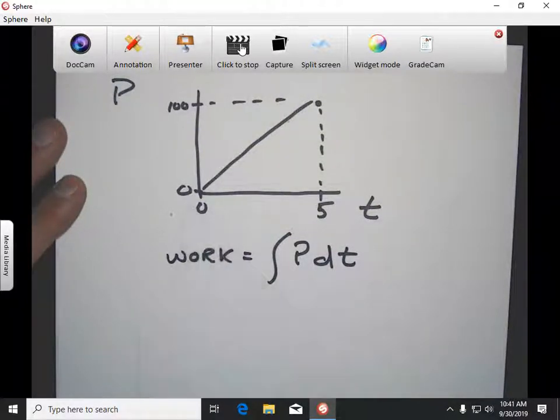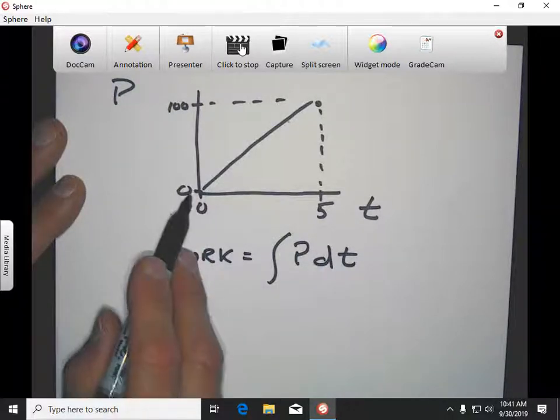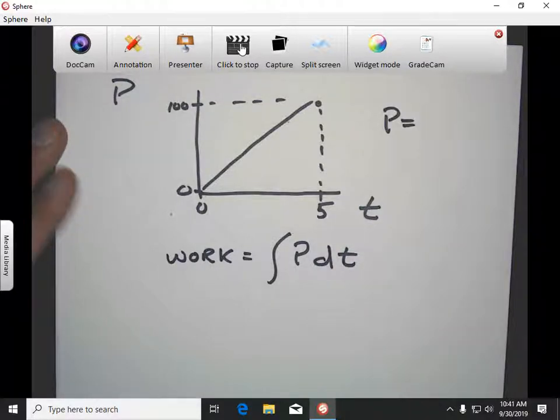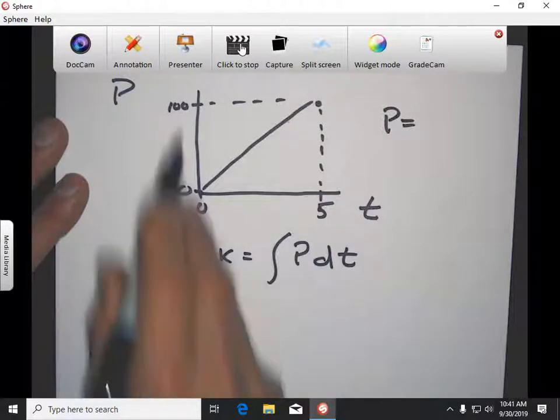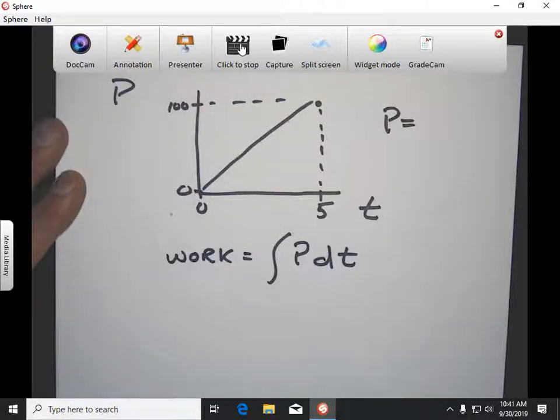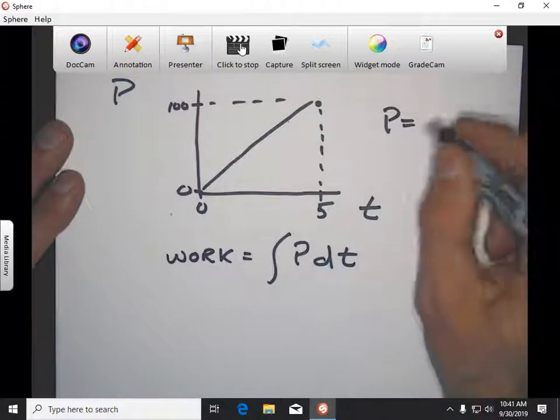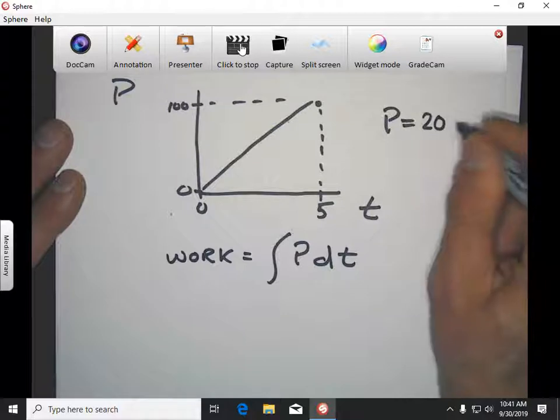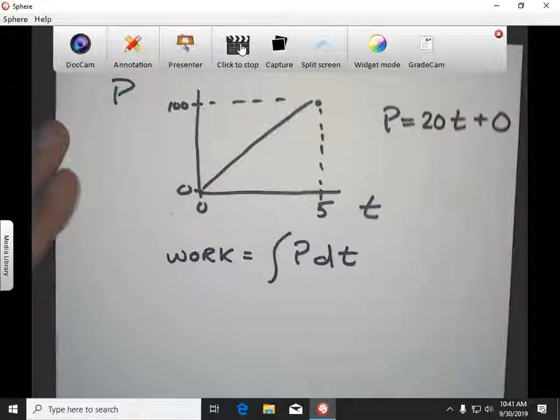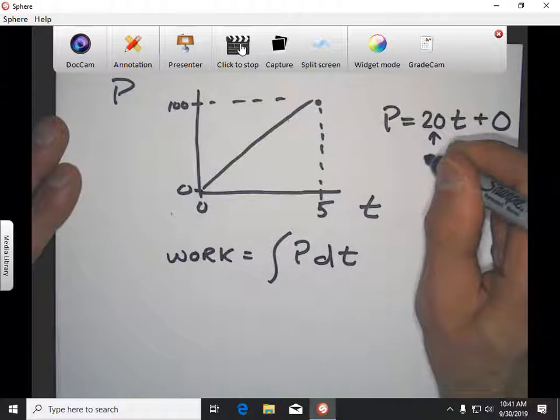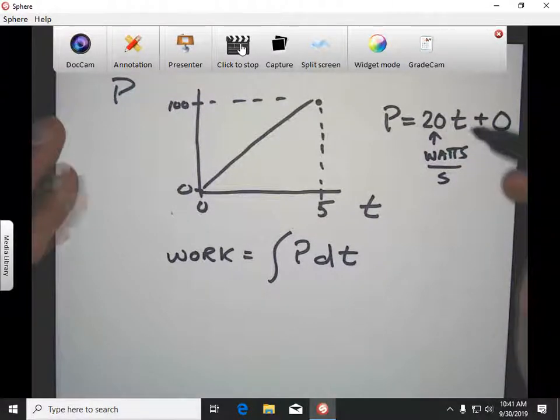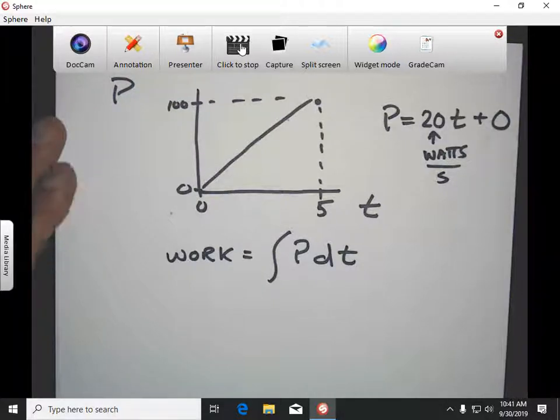So if we come back to the same example that we talked about, you could say in this case you have a power which is following a function. It begins at 0, it ends at 100, and it takes 5 seconds to get to 100. So the function for power here would be something like this. The power is equal to 20 times t plus 0. And the 20 would be in watts per second, so that when you multiply by time in seconds, you'll end up with watts of power.